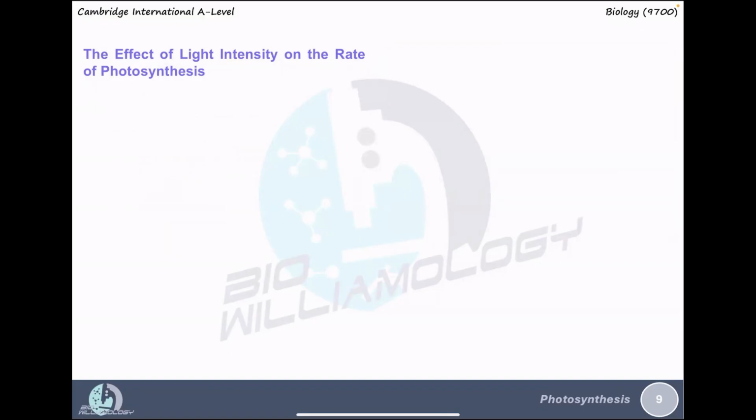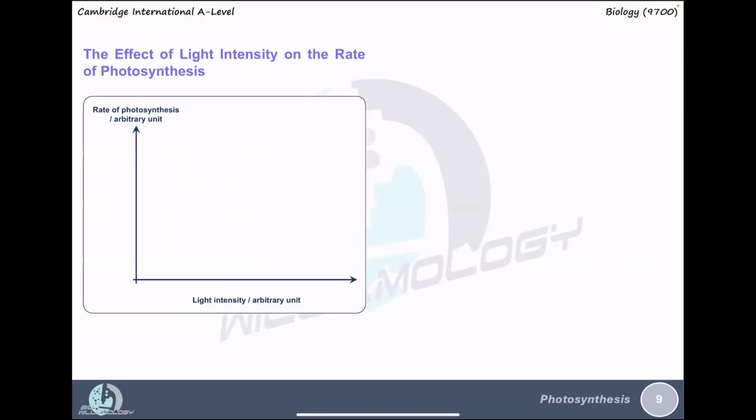Let us look at the effect of light intensity on the rate of photosynthesis. Let's look at this graph first. You can see that at low light intensity, the rate of photosynthesis increases when the light intensity increases. This continues until the value of K units of light intensity, where any further increase in the light intensity does not increase the rate of photosynthesis, and the rate of photosynthesis is maximum.